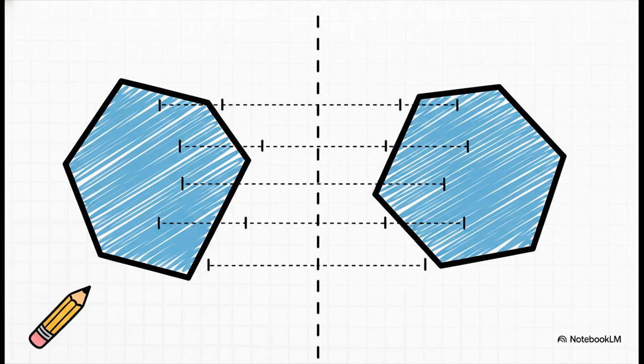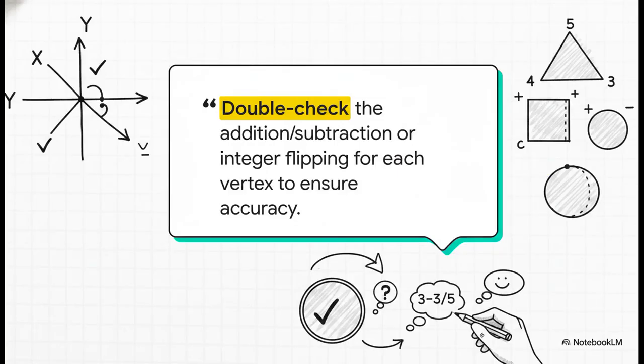Take your pencil and literally count the grid units from the original point right to the axis of reflection. Then, count from the axis to your new prime point. The mirrored point has to be exactly the same distance from the axis as the original. If one is 3 units away, the other must be 3 units away. Simple as that. And for our final and perhaps most important check, coordinate calculation.